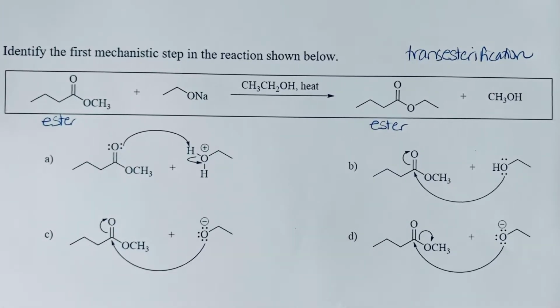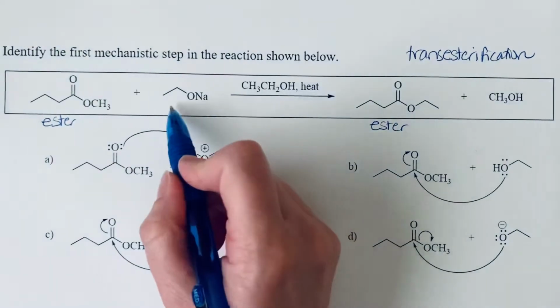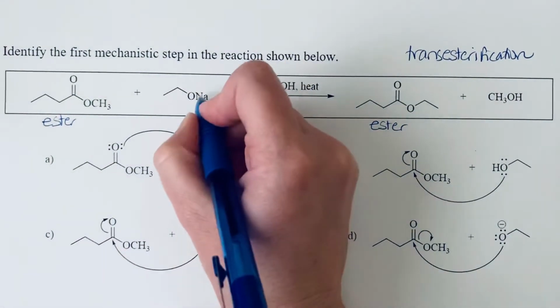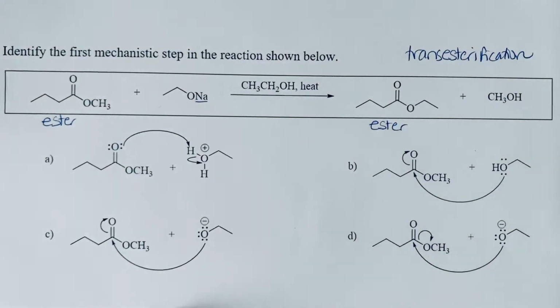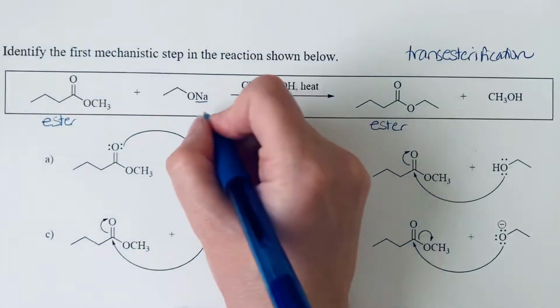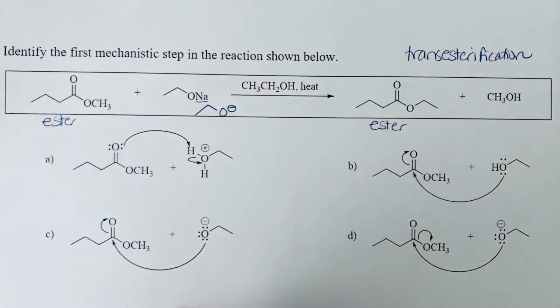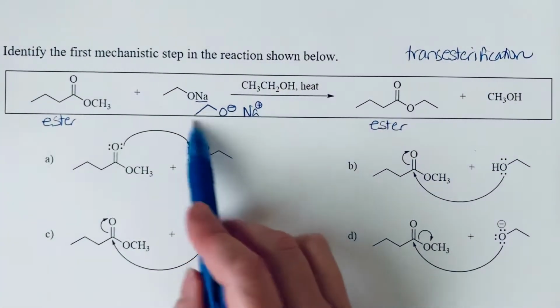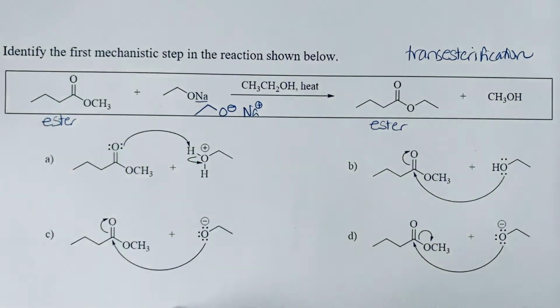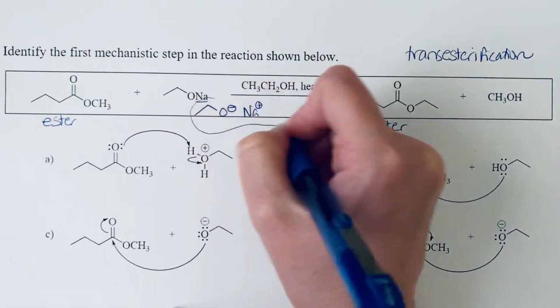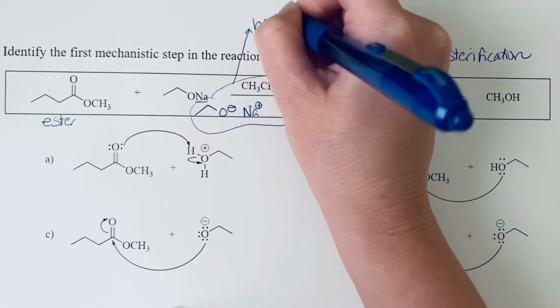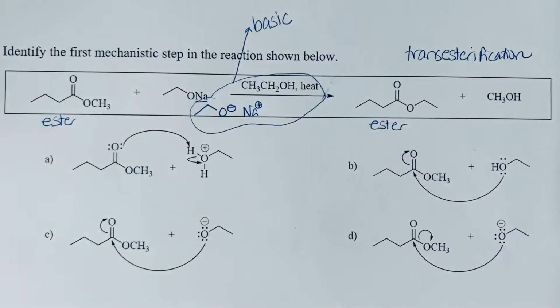So we want to look at what we are given here. Right away, you should notice this is the alkoxide, right? Whenever you have a sodium, that is a positively charged counterion. So that means that this structure is actually the alkoxide with the sodium counterion. So you see that alkoxide, the neutral alcohol, heat, these are basic conditions. And this is going to be important to thinking about the mechanism.